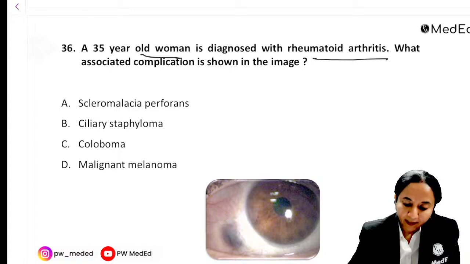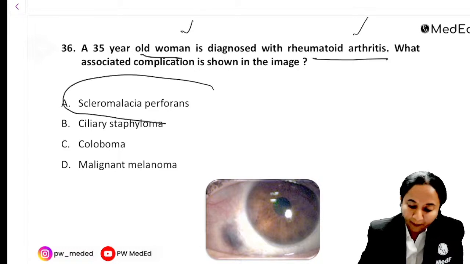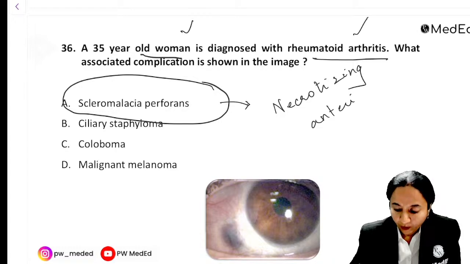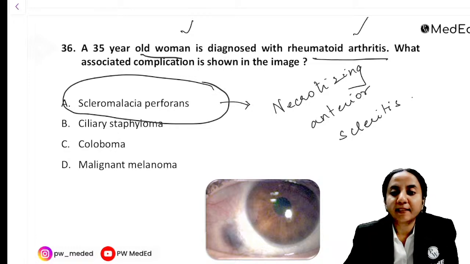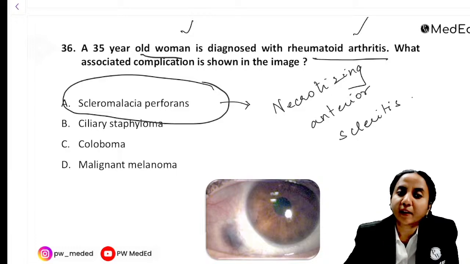So the trick in the question is that it's a lady and there is rheumatoid arthritis, and here what you get is scleromalacia perforans. This is a type of necrotizing anterior scleritis, which is associated with long-standing rheumatoid arthritis. So once again, the lesson is that you should not look at the image first; look at the history first. Because if you look just at the image, it's very easy to get confused with ciliary staphyloma, which also looks very similar.